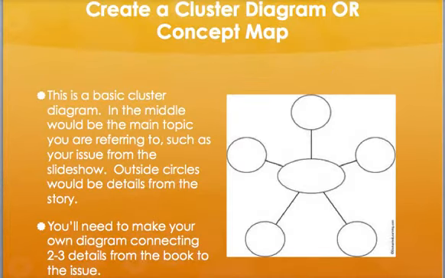So, then you create a cluster diagram or concept map. This pictured here is a basic cluster diagram. In the middle, in the oval, would be the main topic you are referring to, such as your issue from the slideshow. The outside circles would be details from the story. You, however, will need to make your own diagram connecting just 2 to 3 details from the book to the issue. Okay, so it's not going to be as large as that.